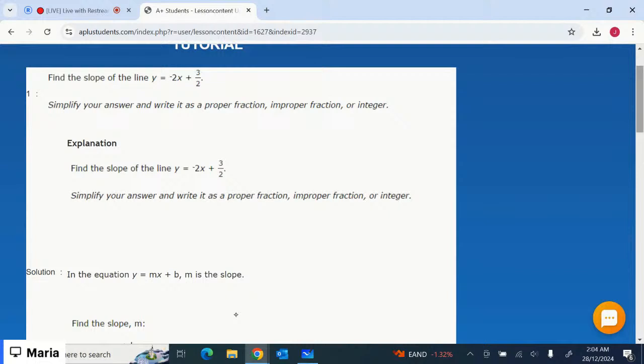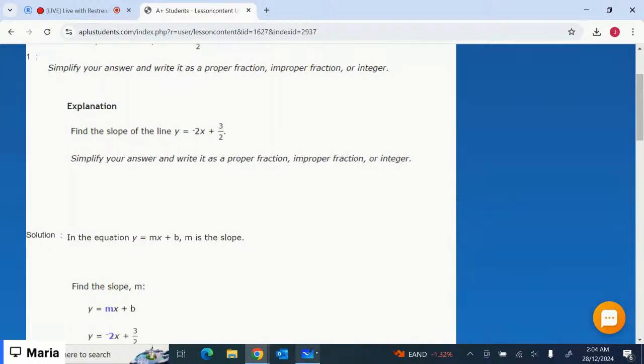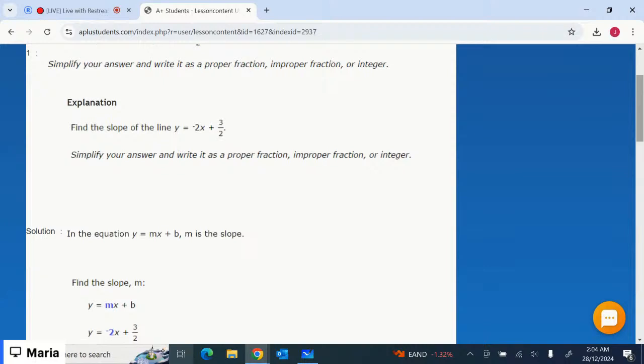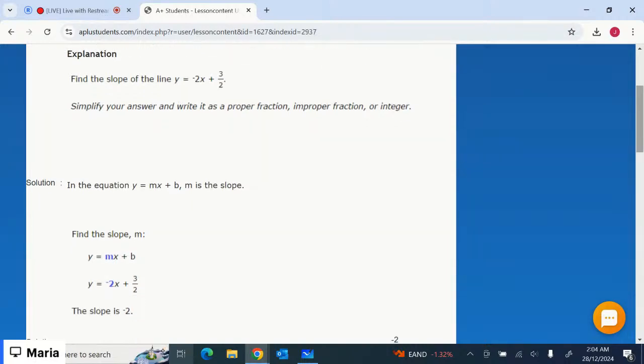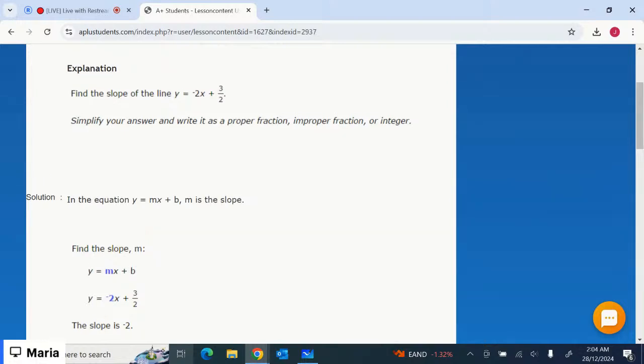So you need to find the slope. You are given the equation. How do you find it? We know the general form of the equation is y equals mx plus b, right? You need to compare both the equations. The general form is y equals mx plus b, and the equation you are given now is y equals negative 2x plus 3 by 2. So when you compare both the equations, the coefficient of x is m, and here the coefficient of x is negative 2. So m equals negative 2, and b equals 3 by 2.